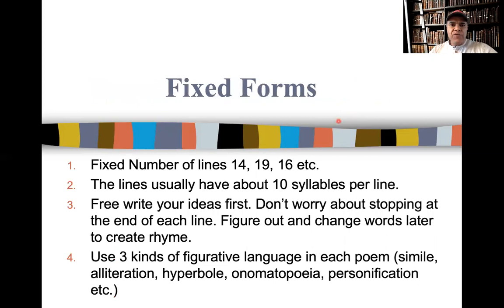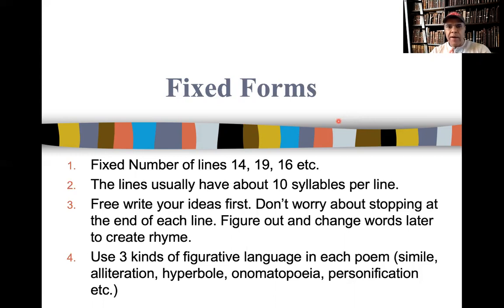So first, fixed form poems. They have a fixed number of lines, like a sonnet, 14 lines, a villanelle, 19 lines. So they're not really that long. The lines usually have about 10 syllables per line, so that can help you gauge about how long or how many words to have in each line.